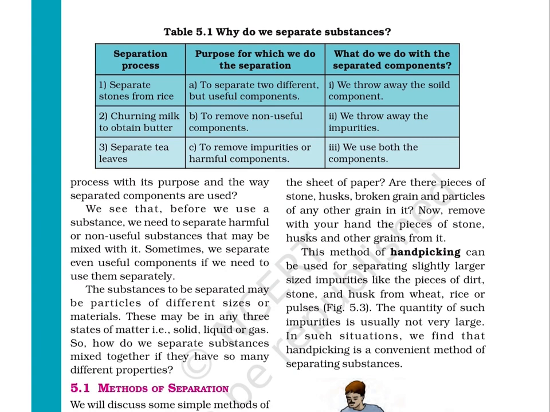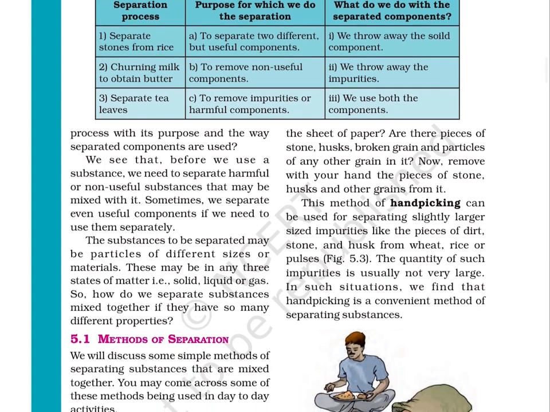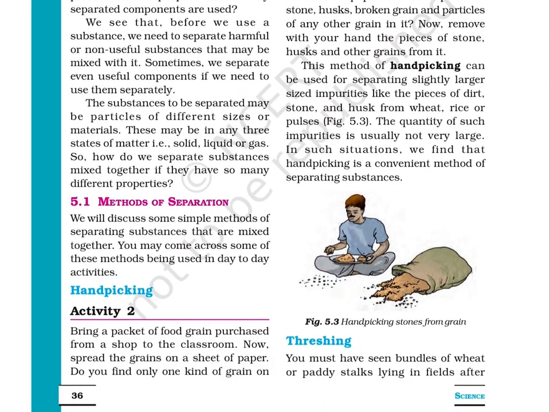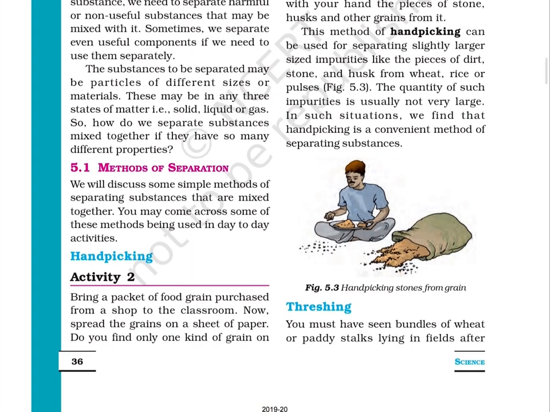This method of hand picking can be used for separating slightly larger sized impurities like the pieces of dirt, stone, and husk from wheat, rice, or pulses. Figure 5.3. The quantity of such impurities is usually not very large. In such situations, we find that hand-picking is a convenient method of separating substances. Here is Figure 5.3, which shows hand-picking stones from grain.